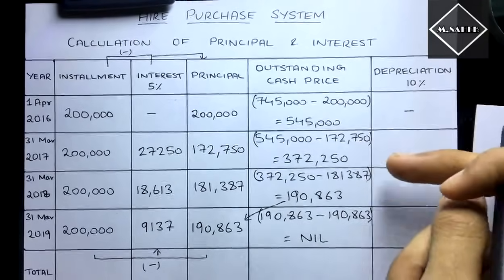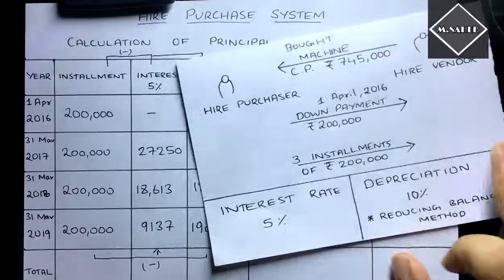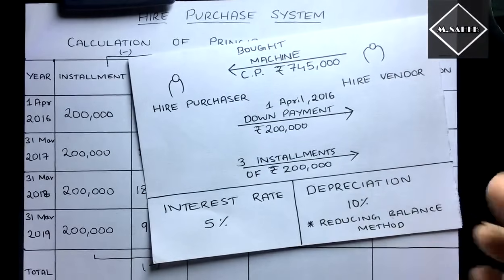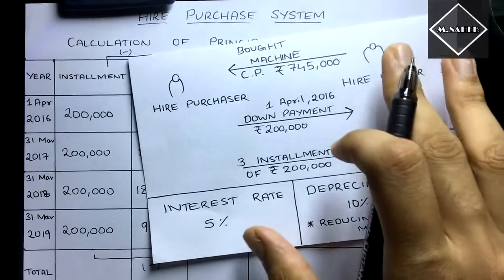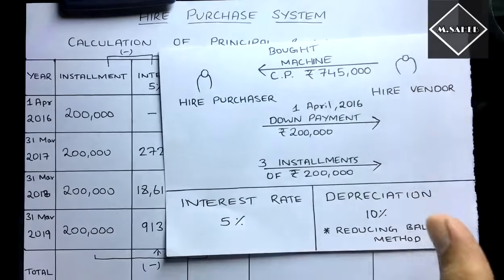After a year has passed, then you will charge the depreciation. And here the rate is given in the question. The rate is 10% and the method is reducing balance method. It depends upon the question. Sometimes the question may also give the straight line method, but mostly they will give the reducing balance method. So now here it is reducing balance method.